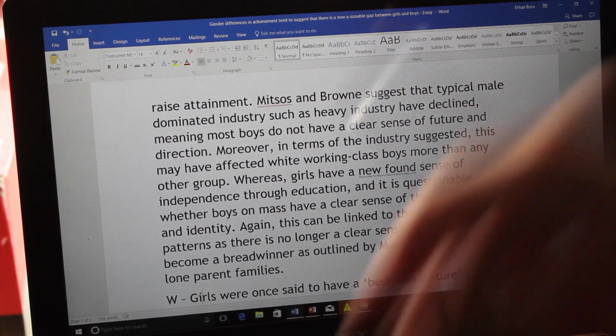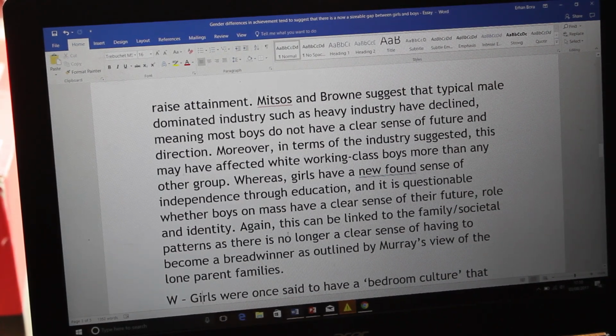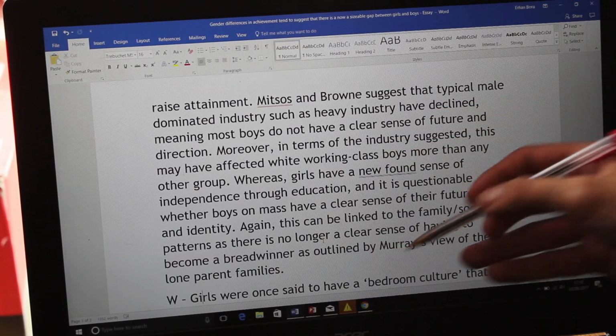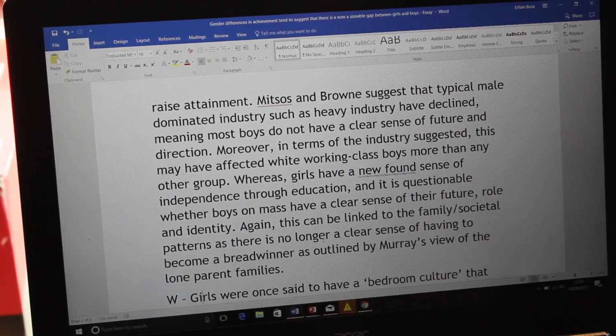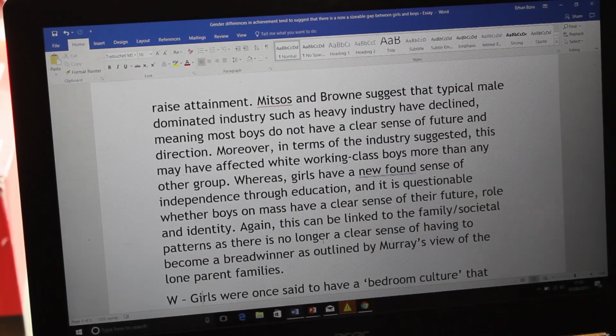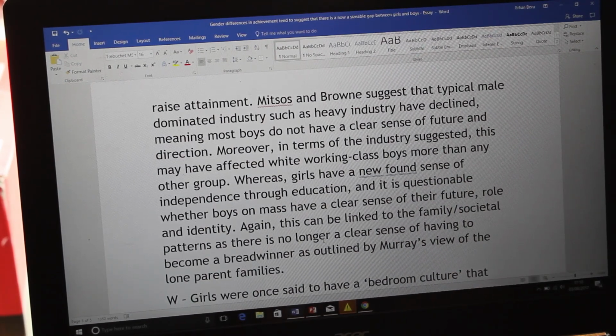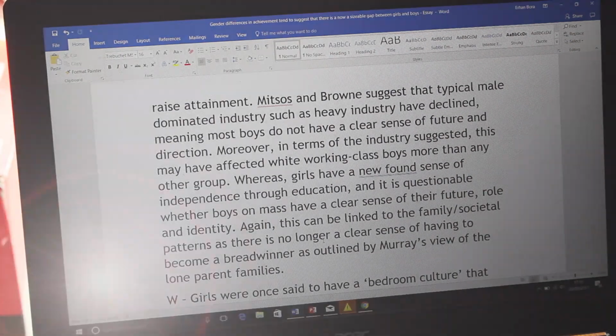Again, I wouldn't start a sentence with again, but I'll carry on. This can be seen to be linked to the family or societal patterns, as there is no longer a clear sense of having to become a breadwinner, as outlined by Murray's view of the lone parent families. So when Murray's talking about the lone parent families, he's saying because the boys don't have the role of becoming a breadwinner, their role and identity has sort of been crushed and eroded. So I've linked that in as well. And again, all the theories that I link in are relevant. I'm not just overloading it with theory after theory after theory, I'm linking it to my argument.